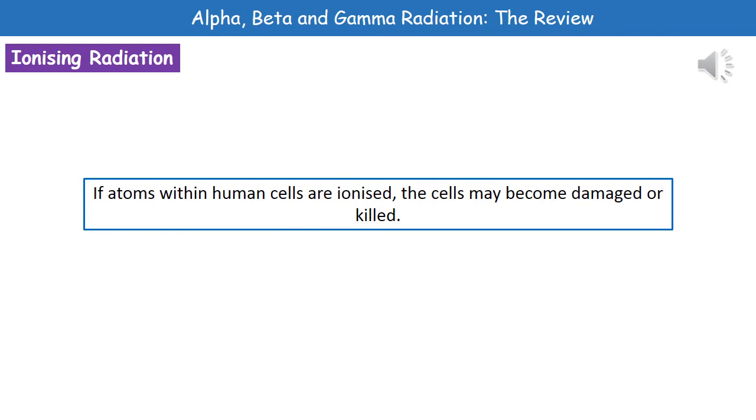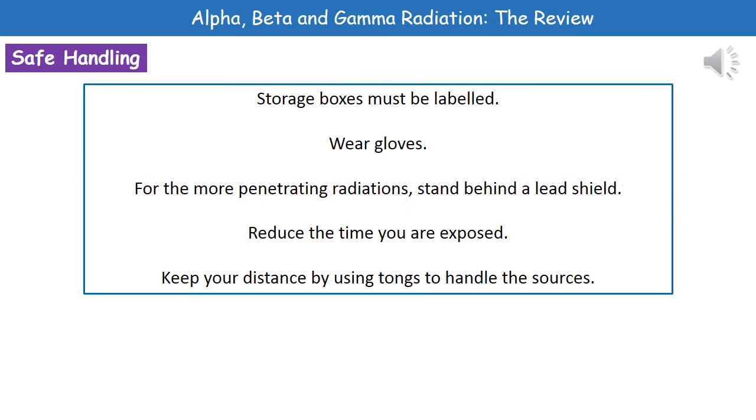If this ionizing radiation comes into contact with atoms within our human cells, then we can see one of two things happening. It could either damage the cell or it could kill the cell, which is a significant problem to us. Last thing we need to consider is how we actually handle these radioactive sources safely.